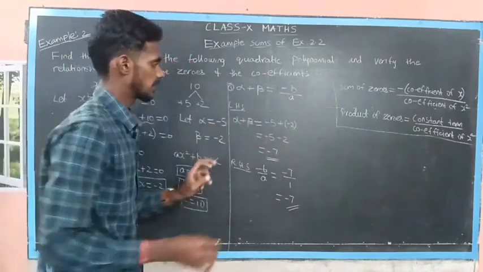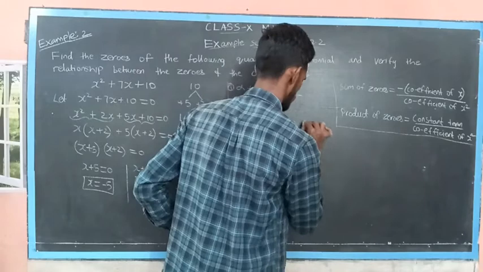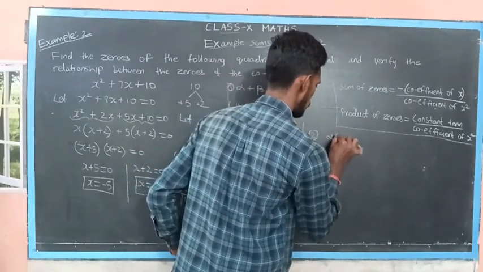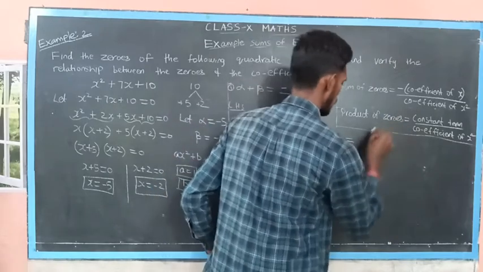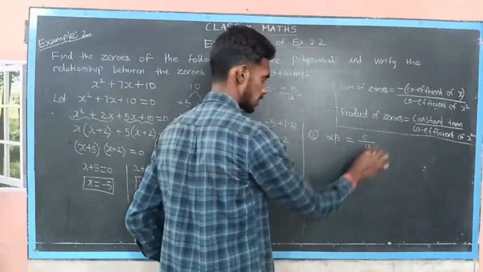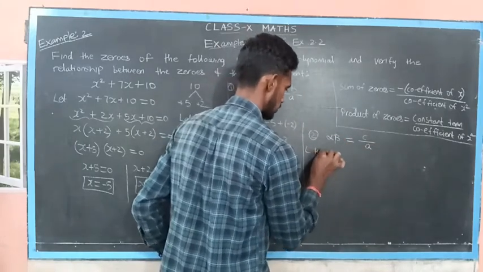First condition is verified. Then the second condition, the product of the zeros, that is alpha into beta is equal to the constant term c divided by the coefficient of x square, which is a. We have to prove this condition. Consider the LHS.